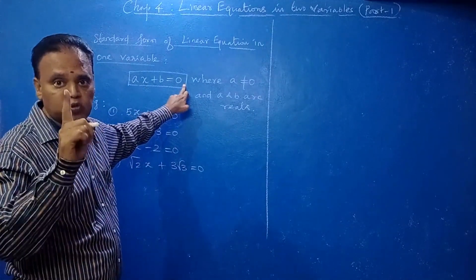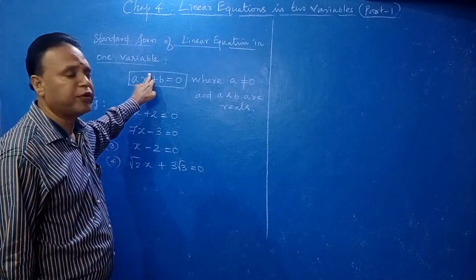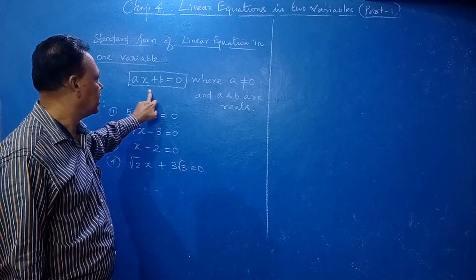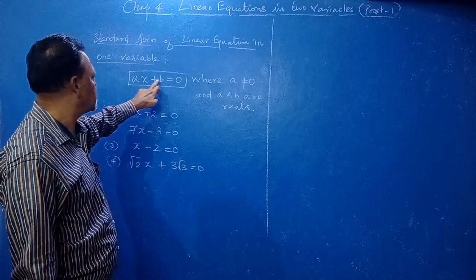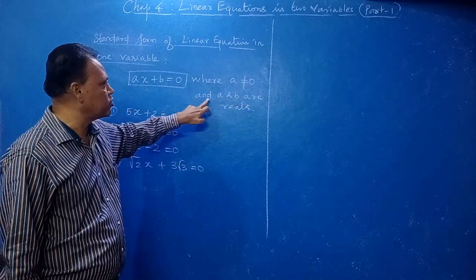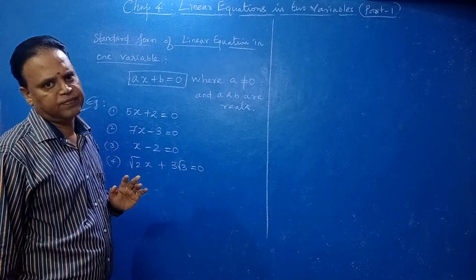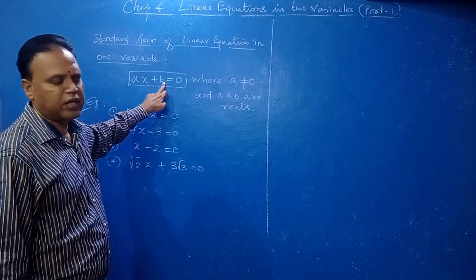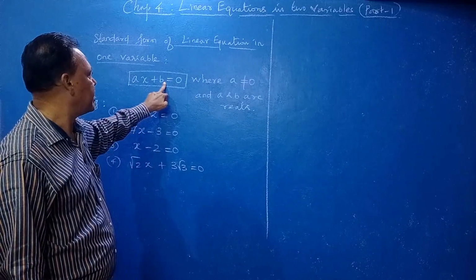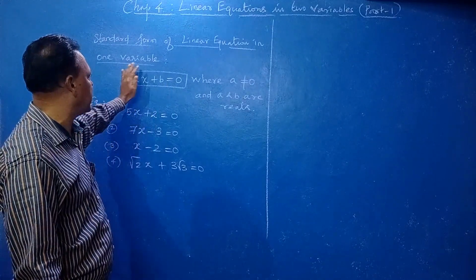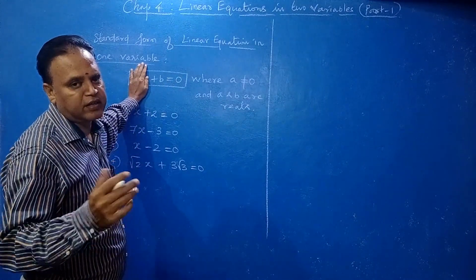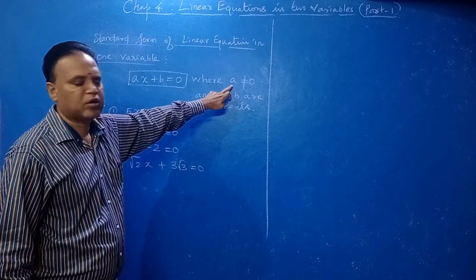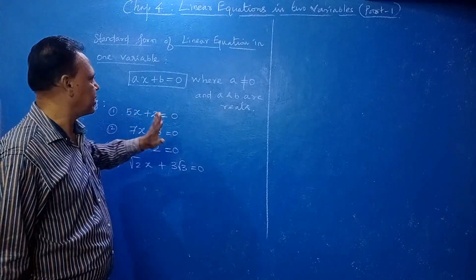Linear means you should remember the variable's power should be 1. That is a linear equation. Now ax plus b equal to 0, where a not equal to 0, and a and b are real numbers, real coefficients. If a equals 0, you never get a linear equation. So a not equal to 0 is a very important condition. Then a and b are reals.